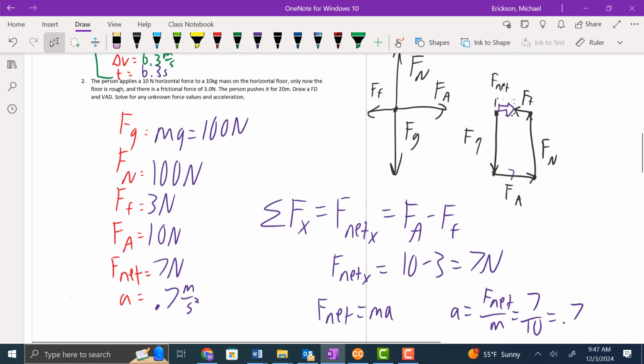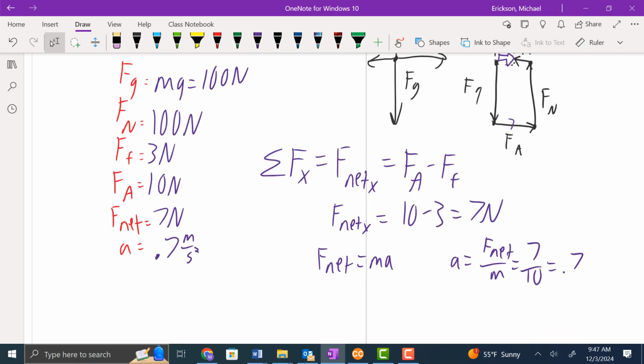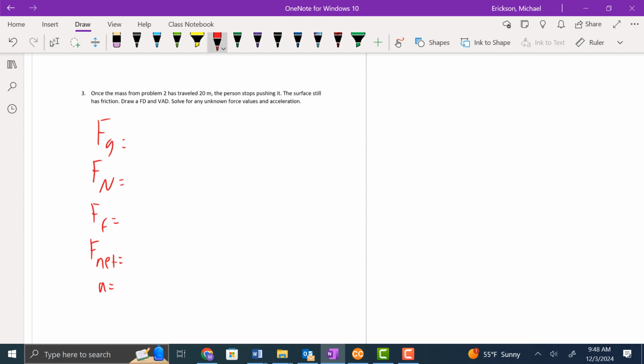Now, we could do all the kinematic stuff. I'm going to skip it for now just for brevity of the video. It works out essentially the same way, except everything is smaller, or everything takes longer, because your acceleration is lower. Alright, let's do problem 3. Problem 3 is similar to the last one, except now we keep the friction, but we lose our force applied.